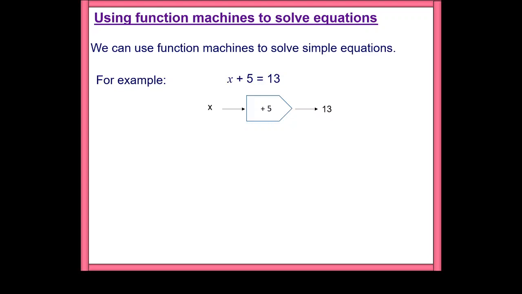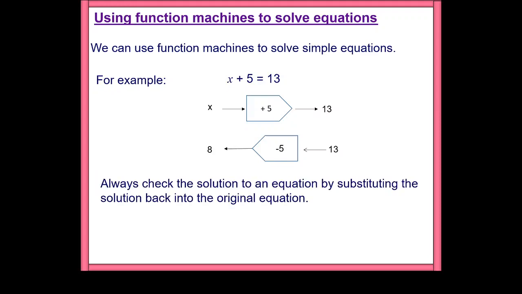To be able to solve this for the value of x, we do what we call an inverse operation. So we run the function machine in reverse, starting with the output. And as we reverse it, we change the symbols to their inverse, their opposites. So if we start with 13, instead of adding 5, we do the opposite, which is subtracting 5. And 13 subtract 5 leaves us with 8. So our answer is x equals 8.